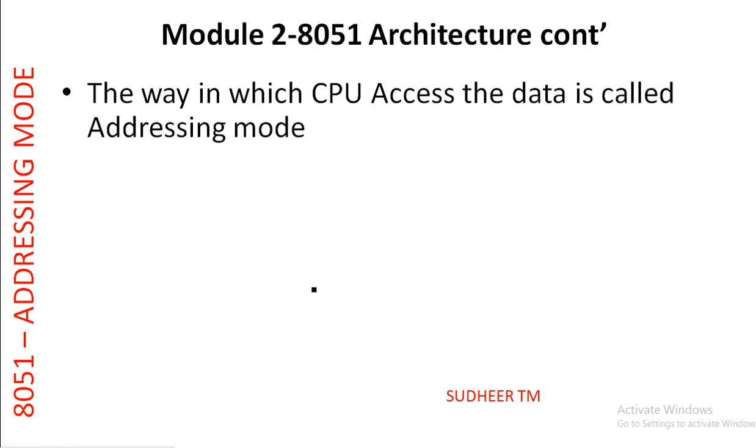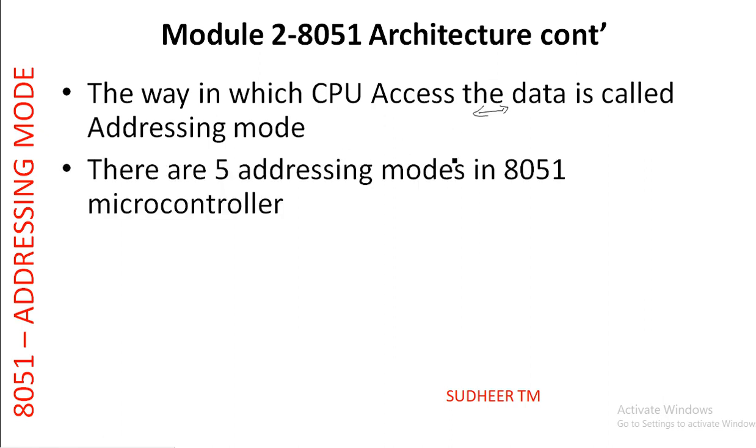Hope you understood. The way in which the CPU accesses the data, how we are providing the data to be operated by the opcode, is called an addressing mode. Then there are 5 addressing modes in the 8051 microcontroller. So in our microcontroller, we can introduce the data to be operated in 5 general ways. So there are 5 addressing modes.